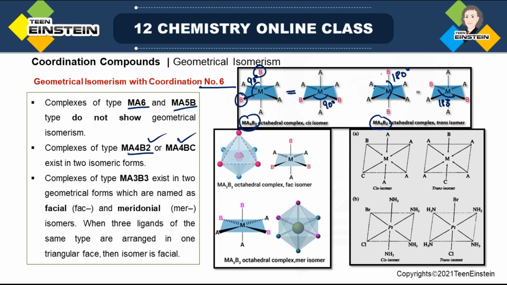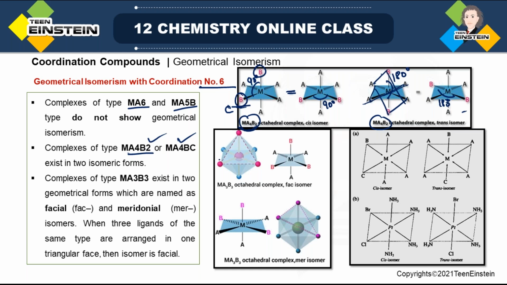And actually, see, here we have this blue marked area, which is a square plane, but this is also another square plane, where this will be serving as vertical. So just rotate it, it will be like this. That is the second one. So just check the angle between two same ligands, and if in one B is replaced by C, then also it will be the same thing.